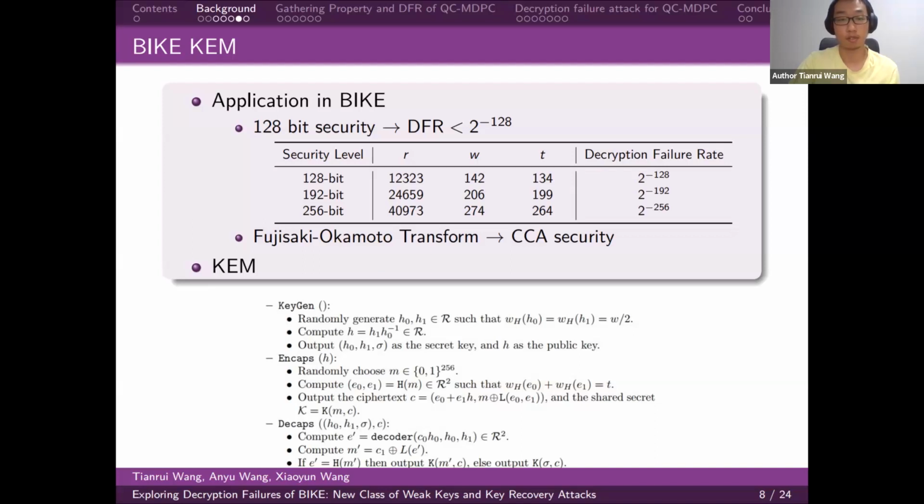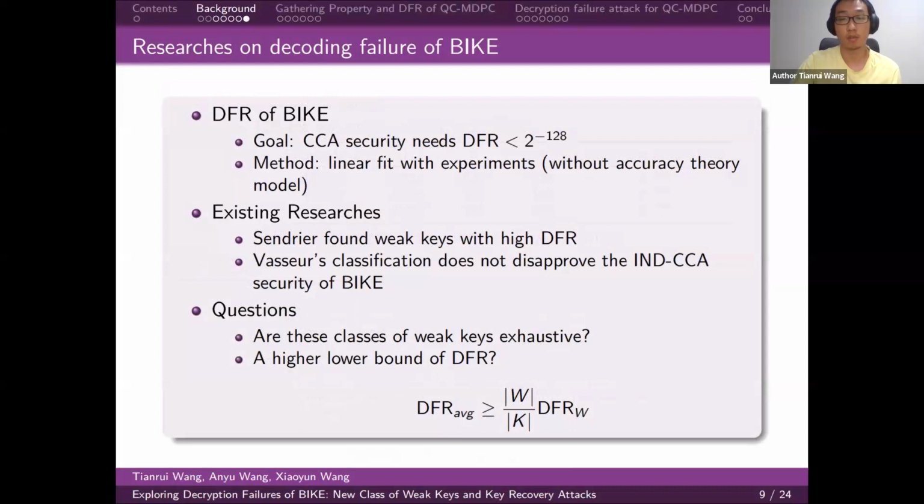Here is the key encapsulation mechanism of BIKE. It uses some hash functions to protect the inputs. For example, in the Encaps, it computes (e0, e1) as H(m). In summary, let's quickly go over the main points of BIKE. Although some researchers provide theoretical DFR of bit flipping, as far as we know, there is no major theory about the DFR of BGF. So BIKE uses a linear fit with experiments on small parameters to get the recommended ones. However, the accuracy of this linear fit remains uncertain in the presence of an error floor region.